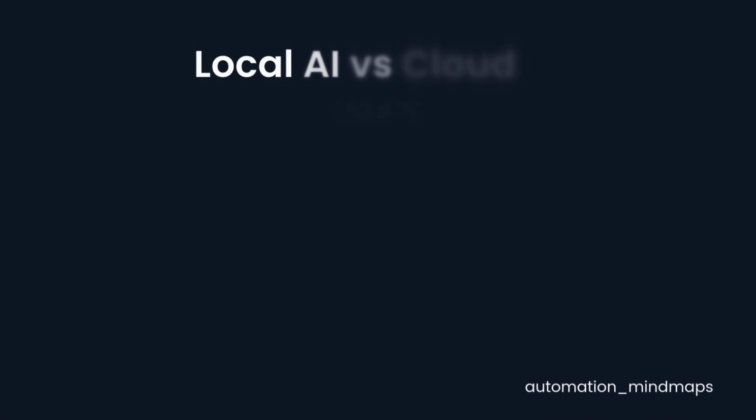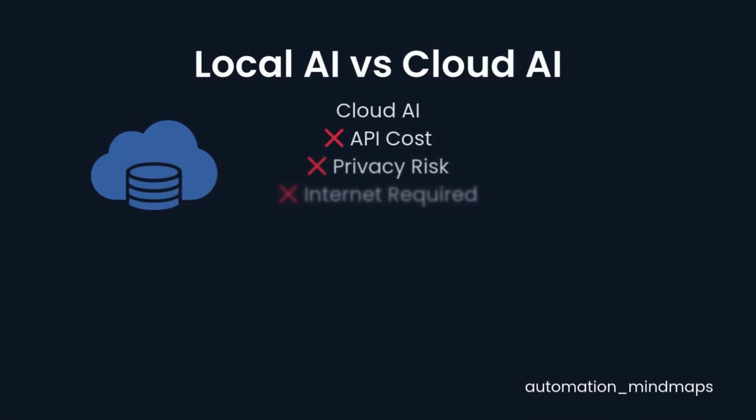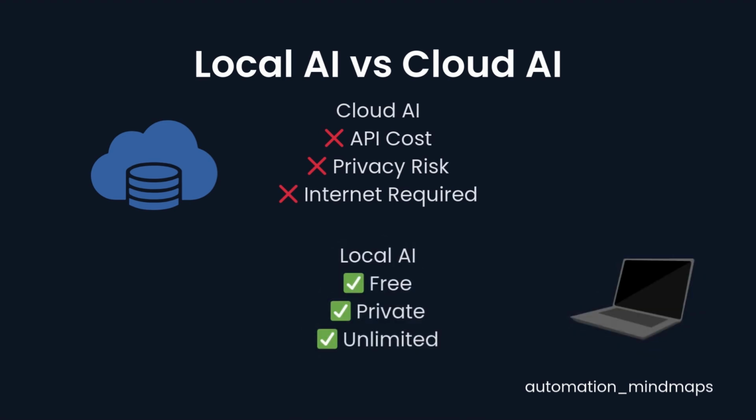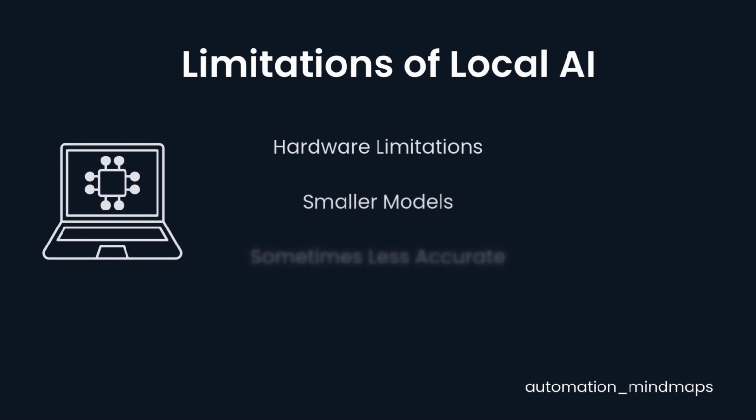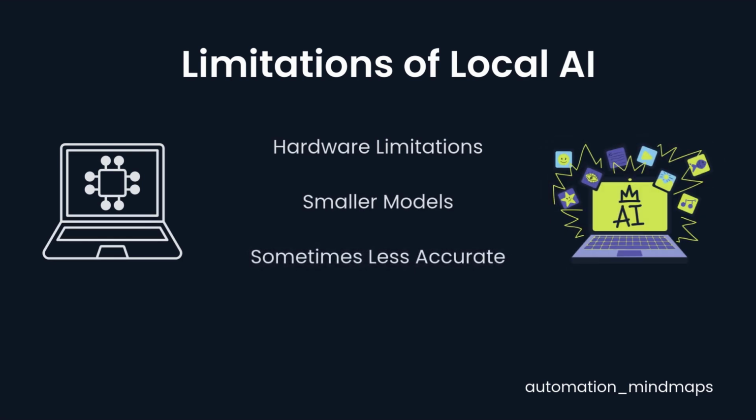Let us now compare local AI and cloud AI. Both approaches have their advantages. Cloud AI models are usually larger and more powerful, but local AI gives you privacy, zero cost, and unlimited usage. Of course, local AI also has some limitations. Running models locally requires good hardware, and the models are usually smaller than cloud models like GPT-4. So sometimes the answer may be slightly less accurate. But for tasks like generating test cases or debugging, they work pretty well.